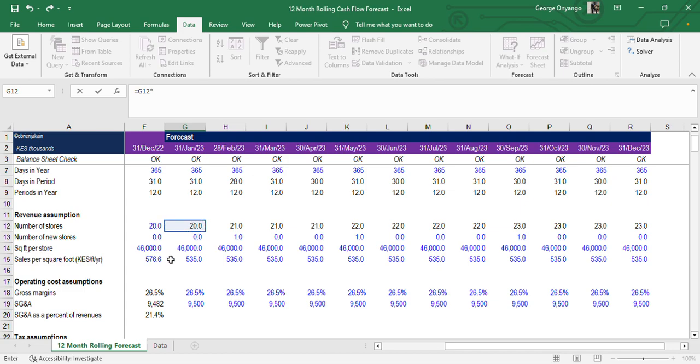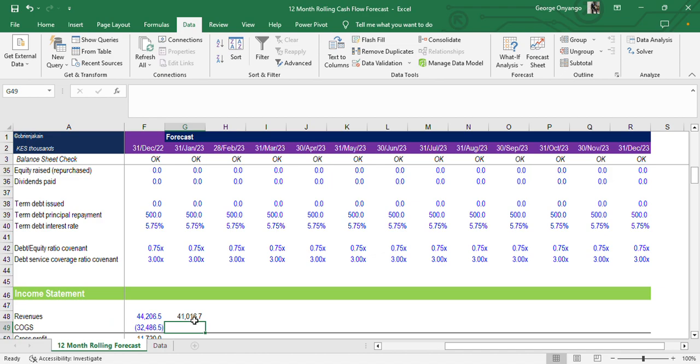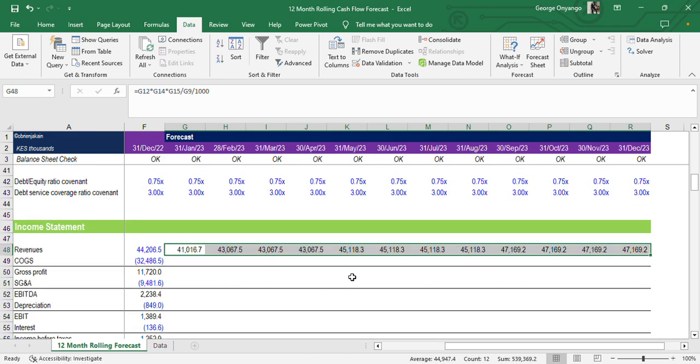times the square feet per store times the sales per square foot. And remember, this is sales per year, so we're going to divide it by the number of periods in a year. Then, because every value here is in thousands, we're going to divide it by 1000 to get our correct values here. So we're just going to fill this right, and we're going to get our values for the revenue.